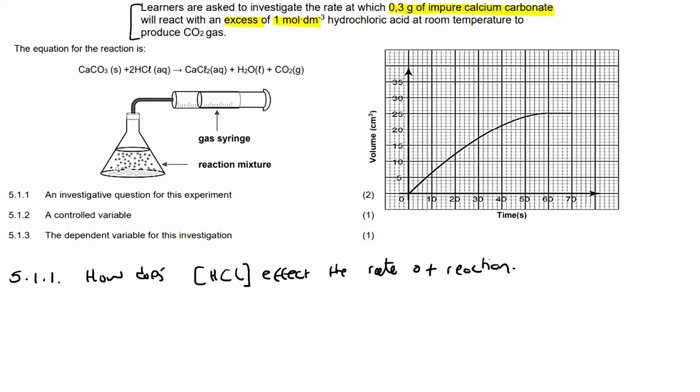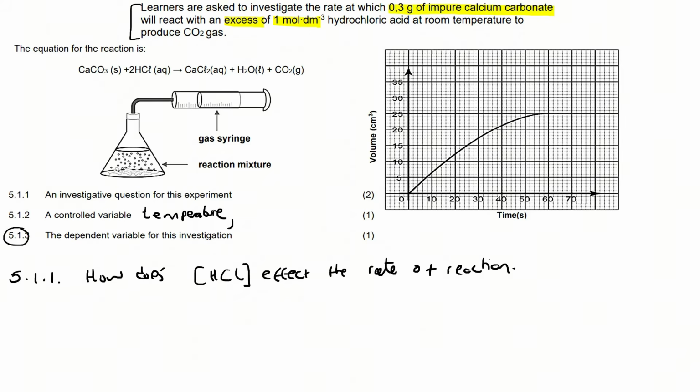Okay. What is a controlled variable? A controlled variable is the thing that stays constant. So they said at room temperature, so that's definitely something we're not going to change. So we're just going to say temperature. But there's a bunch of things you could say here. On the memo, there's a few different answers. It's not just temperature. You could even say the mass of impure calcium carbonate, for example.